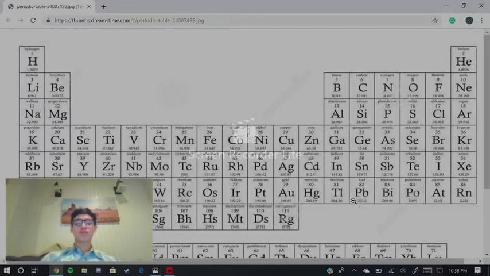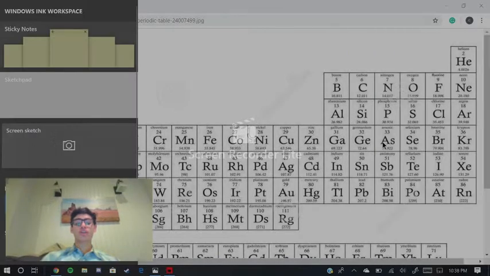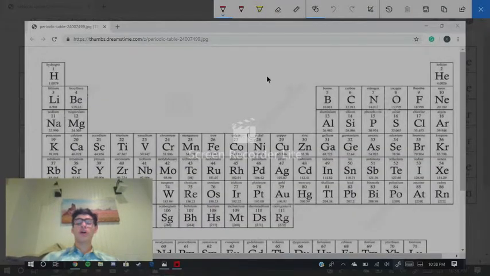Hi, it's Mr. Anderson, and this is Chemistry Essentials: Lewis structures. Lewis structures are diagrams that show the bonding and lone pair electrons of a molecule.